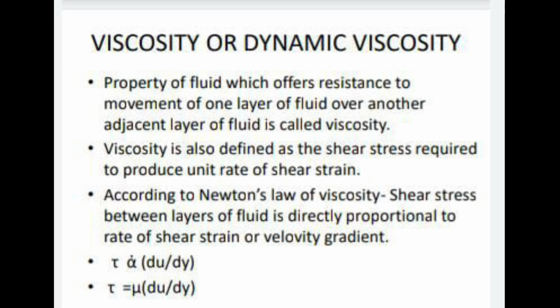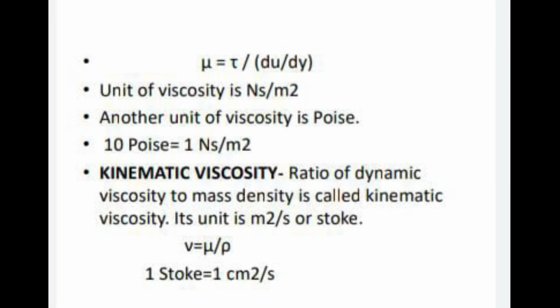According to Newton's law of viscosity, the shear stress developed between layers of fluid is directly proportional to the rate of shear strain or velocity gradient. So we can write mathematically that shear stress tau is directly proportional to rate of shear strain du over dy. Or we can say tau is equal to mu du over dy. So from this equation we can find mu equal to tau upon du over dy, where mu is the viscosity or dynamic viscosity.